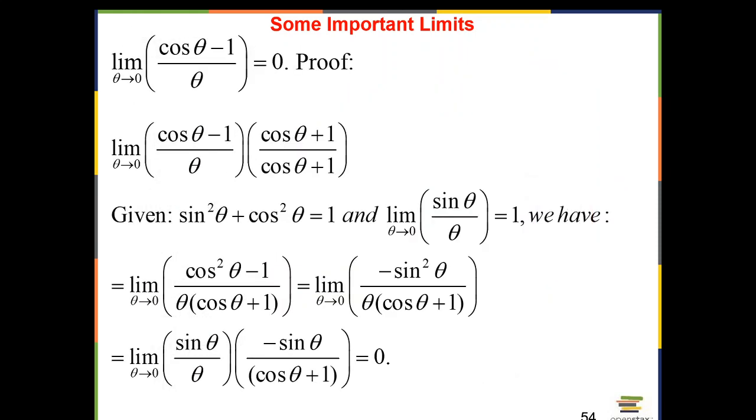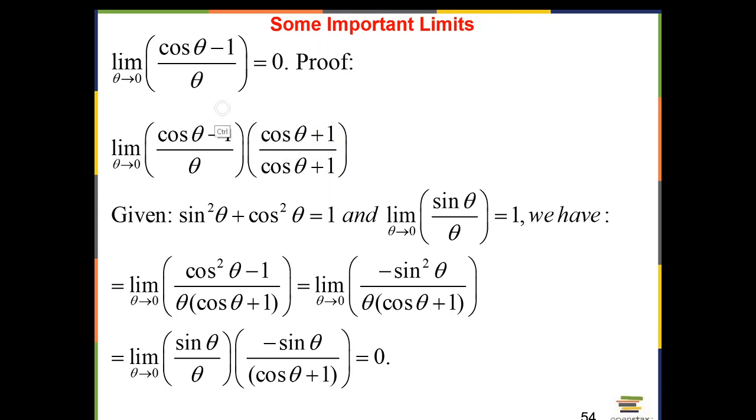Another structure that we're going to use later in calculus in order to prove formulas for derivative of trig functions is this one. So cosine of theta minus 1 over theta. To prove this limit, we just need to use a trick that we already know, which is conjugate. So we're going to take cosine of theta plus 1 and multiply the numerator and denominator by that.